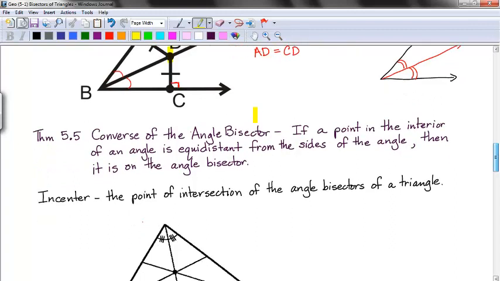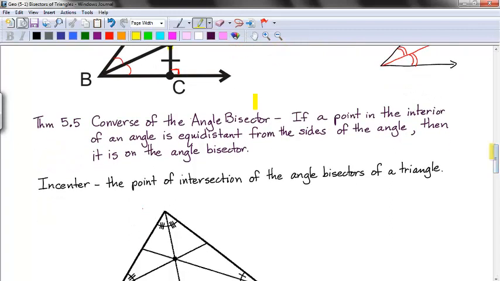Okay, then theorem 5.5, the converse of the angle bisector theorem. If a point is on the interior of an angle and is equidistant from the sides of the angle, then it is on the angle bisector.